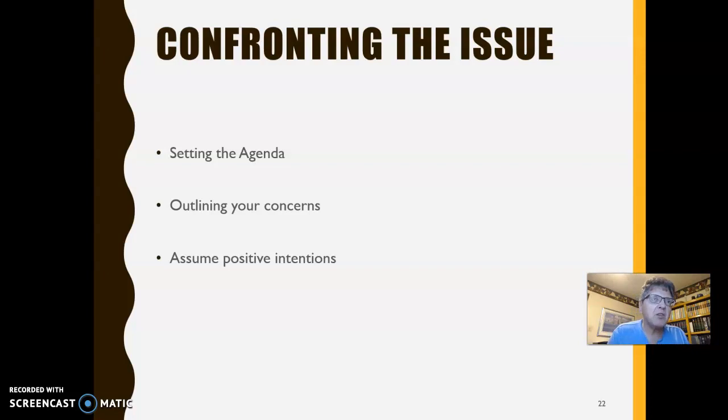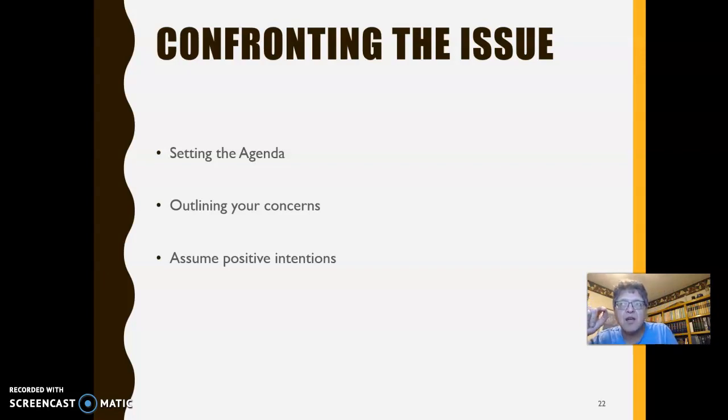And then when you meet, you want to make sure that you've outlined your concerns. And your concerns, again, center upon the issue. And after the two of you have had a chance to discuss the issue, then you can try to come about resolution. An important thing about dealing with conflict and confronting the issue is always to assume positive intentions on the part of the other person.